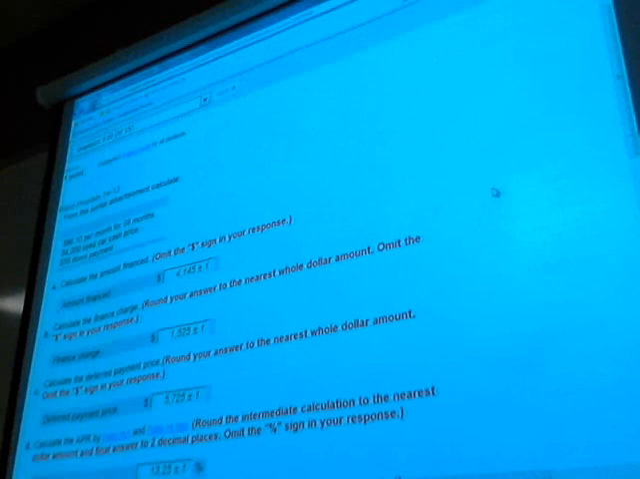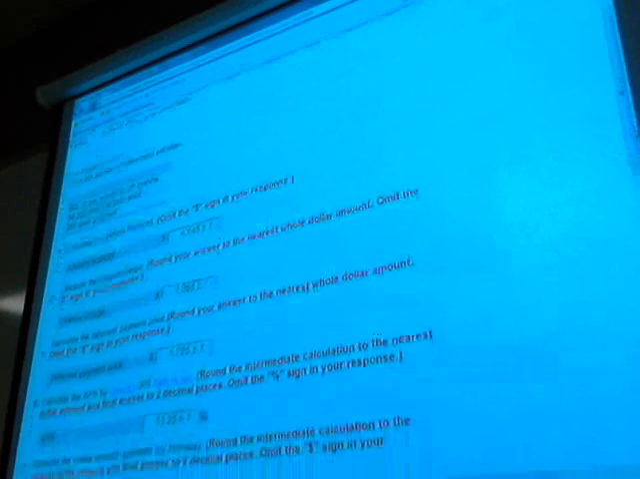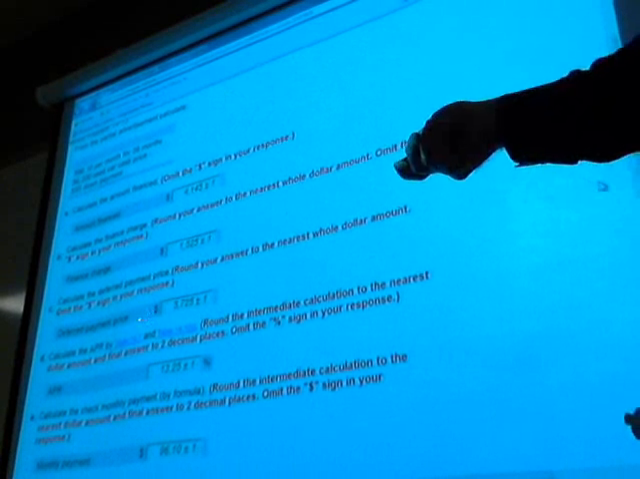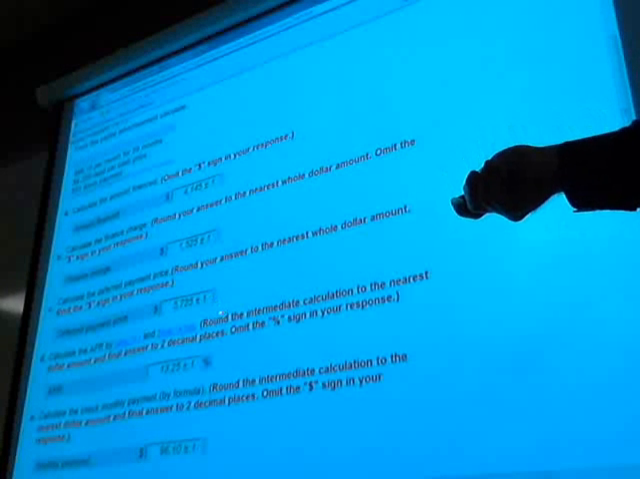Ready for another one? Yep. Okay, 2 more. I don't know how far we're going to get. Rock on. This one has everything in it. The only thing we haven't done is the deferred payment price. How do we get the deferred payment price?